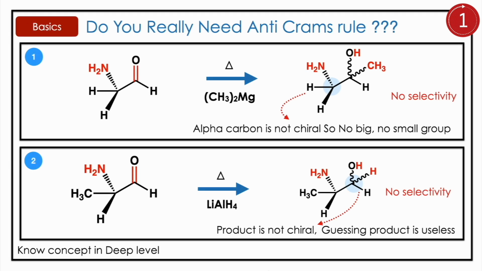Then the next basics. Do you really need the anti-Cram's rule in some conditions? In the first example I have shown, the alpha center is not a chiral carbon. So for finding the final product, regioselectivity doesn't matter because anyway you end up with the same product. In a similar situation, the attacking species is hydrogen and the product is not chiral, meaning guessing the final product is also not useful. Whether the attack is from above or below, since both are hydrogen there is no selectivity, no Cram's rule. Why have I given this? Because you should know the concept to a deep level to solve problems and create your own synthetic pathway.